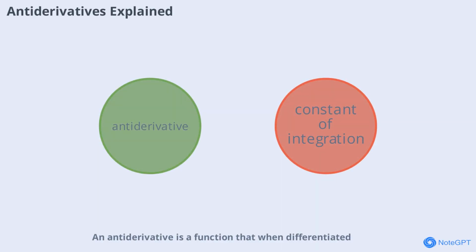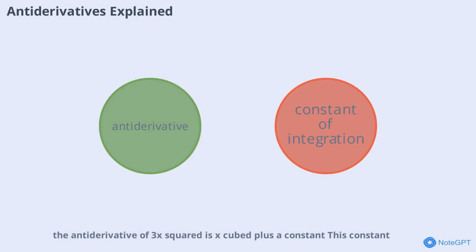An antiderivative is a function that, when differentiated, returns the original function you started with. For instance, if you differentiate x cubed, you get 3x squared. So the antiderivative of 3x squared is x cubed plus a constant. This constant, often called c, is important because many different functions can have the same derivative, differing only by a constant. Understanding antiderivatives is key to mastering indefinite integrals.